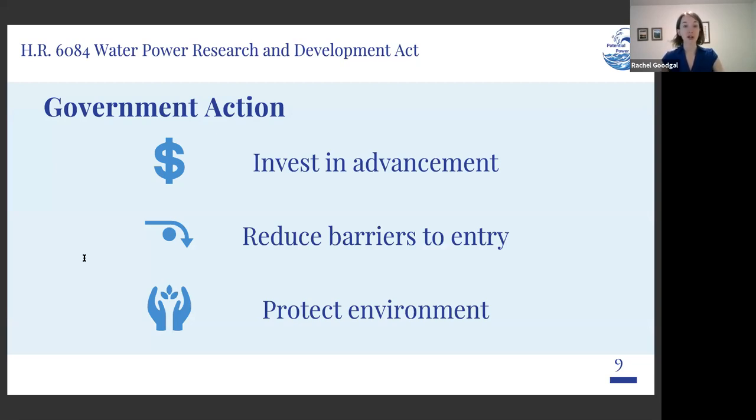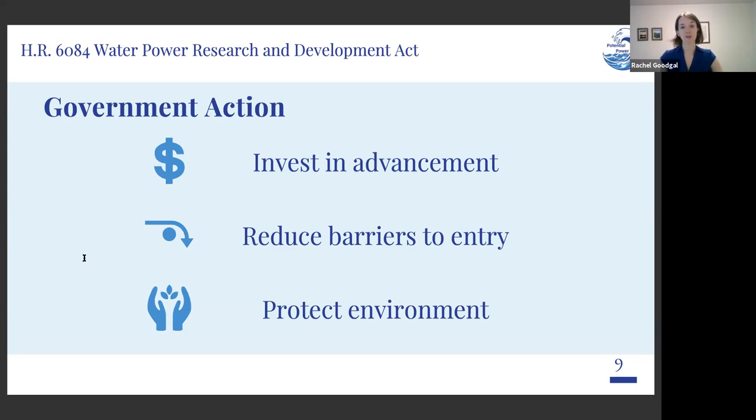Our bill makes a large investment in marine energies and hydropower in order to spur innovation and overcome technical challenges. It also seeks to reduce barriers to market entry by both improving cost competitiveness and commercial readiness of water power, and by improving the licensing process.